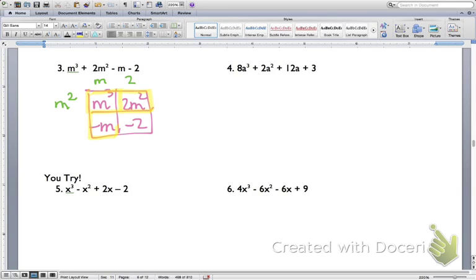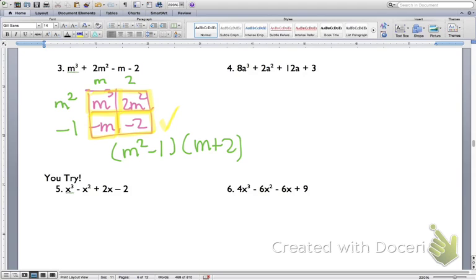For the bottom one here, I already have the m at the top, but I want a negative m, so I need a negative, but I also need to put the number 1. And the very last box, I should check it. 2 at the top times negative 1 on the left gives me negative 2. That checks off. So I'm going to write out my answer, m squared minus 1 and m plus 2.